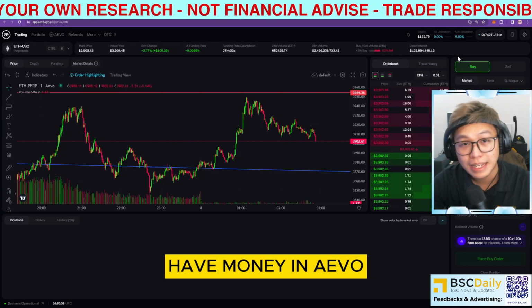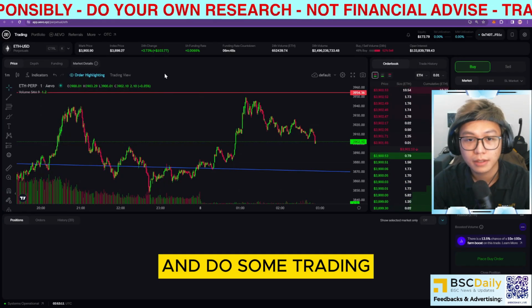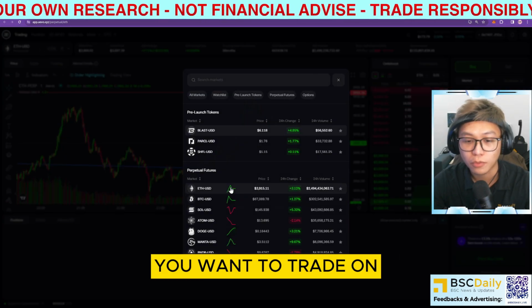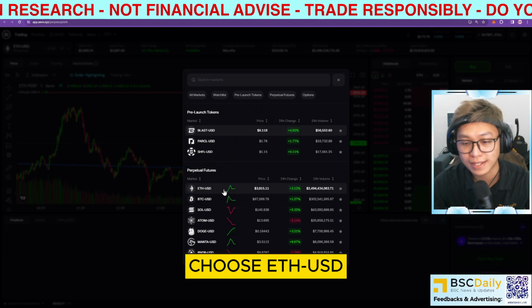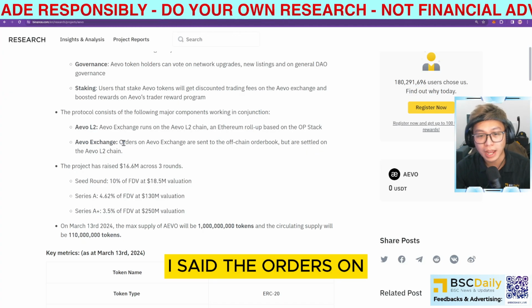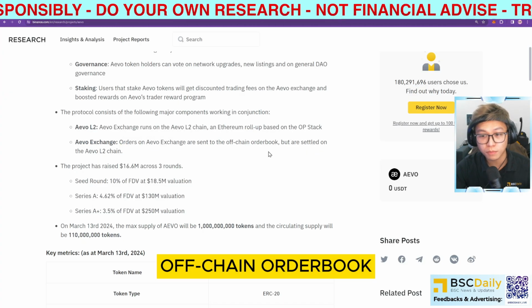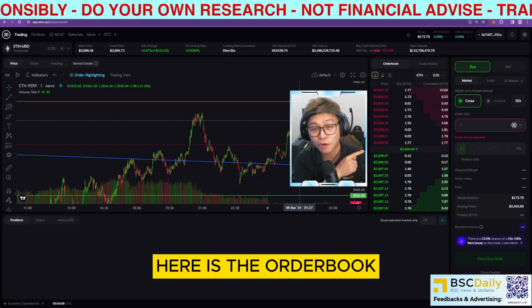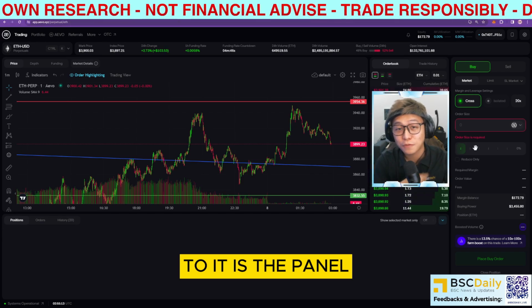Now that you have money in Aevo, let's go ahead and do some trading. In the top left, you can actually choose the pair that you want to trade on. Right now, I'm going to choose Ethereum USD. Remember when I said the orders on Aevo exchange are sent to the off-chain order book but are settled on the Aevo L2 chain? Well, this right here is the order book. And right next to it is the panel for you to trade futures.